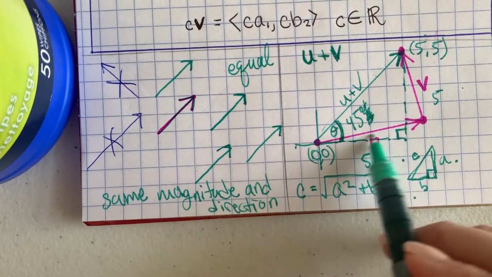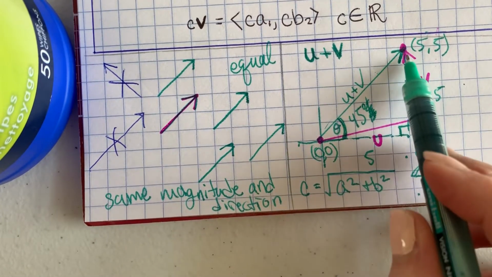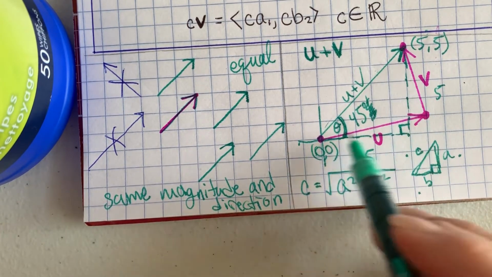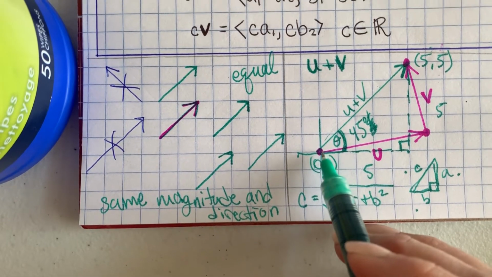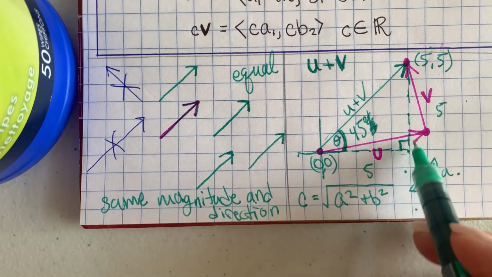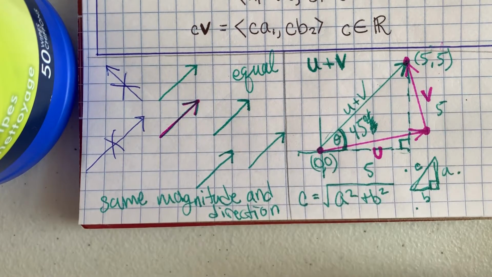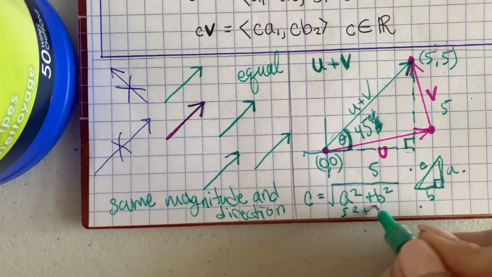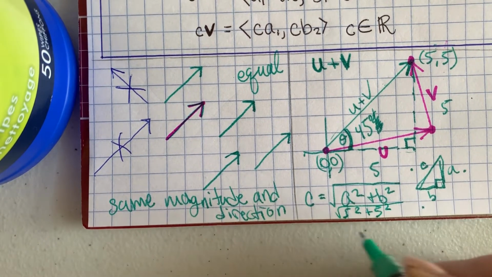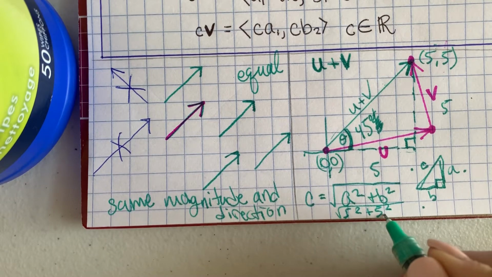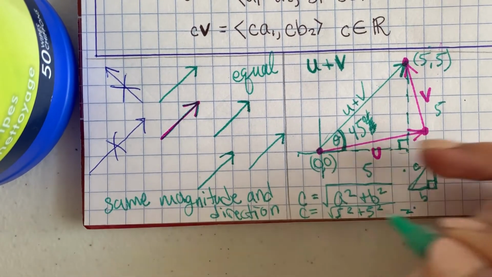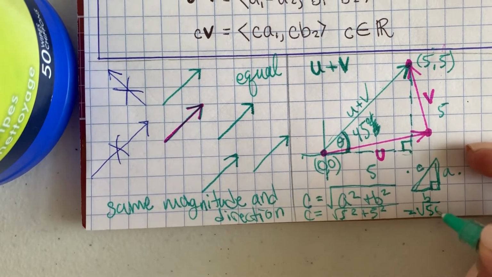So even though I didn't have a right triangle in my vectors, that was the pink here, I drew it in because we're on graph paper. We counted 5 to the right and 5 up to get to that point there. So let's do it. We have 5 squared plus 5 squared, and 25 plus 25 is 50. So c equals the square root of 50.